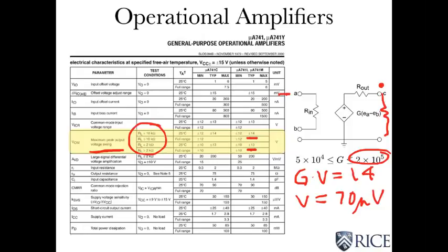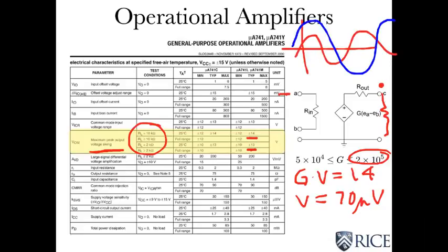If you exceed that input, what's going to happen? If you put in a sine wave, and because we want the circuit to work in a linear way, our output is going to be a sine wave. But if its amplitude is bigger than 14, what's going to happen is that the output is going to get what we call clipped.